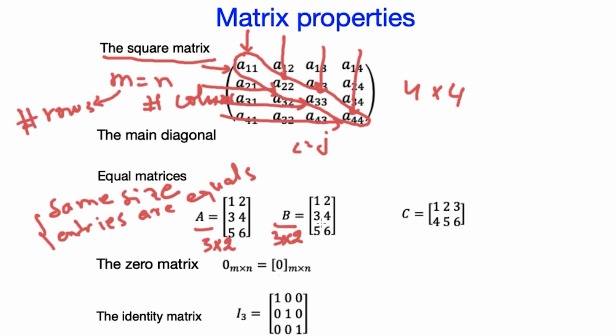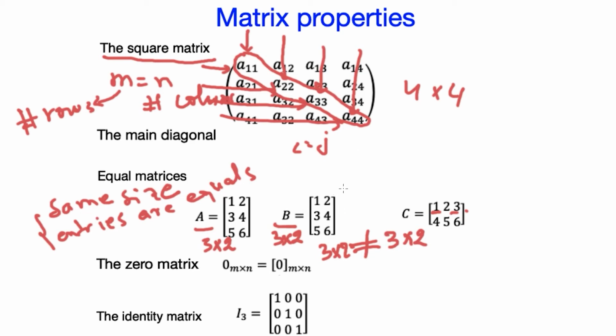However, C here is not equal to these two matrices because it doesn't have the same size. C is 2 rows and 3 columns, so it is 2 by 3, which is different from this 3 by 2. The 2 by 3 here isn't 6 because we don't do multiplication, it's just a notation. The matrices are different because they don't have the same size, even if it looks like they have the same entries 1, 2, 3. We can't compare them and we say that they are not equal.